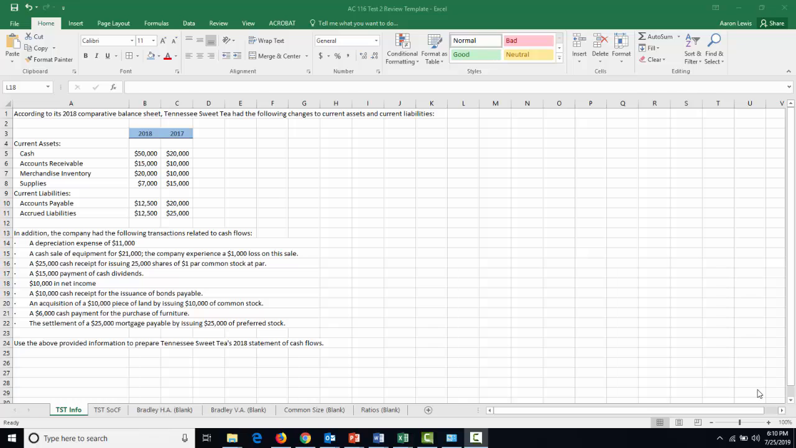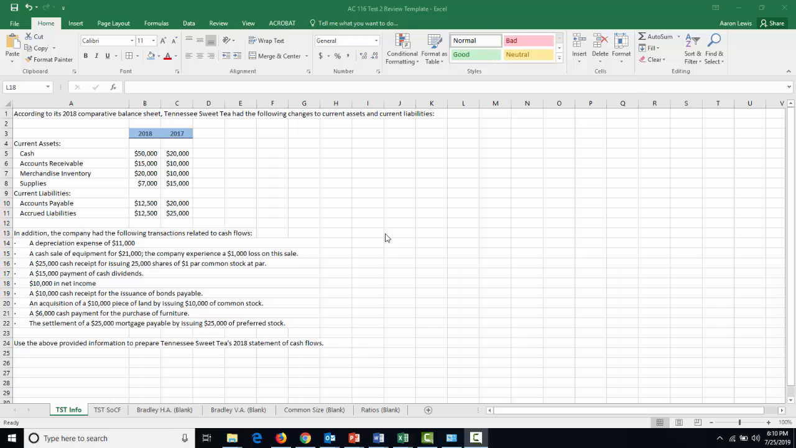We're going to be using the indirect method, which means we're going to take the change in accounts from one period to the next. In this case, from Tennessee Sweet Tea's 2017 numbers to their 2018 numbers. We're going to need that for their current assets and their current liabilities, and all of those numbers are listed up here conveniently.